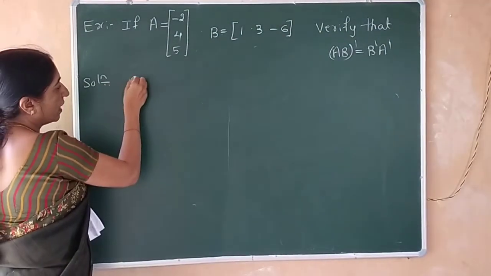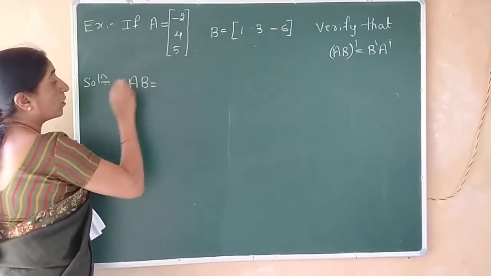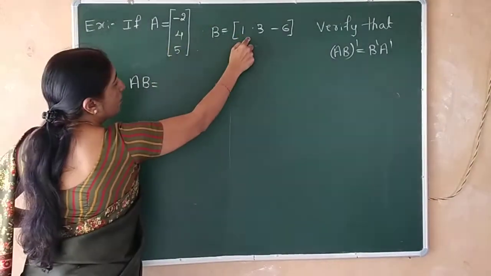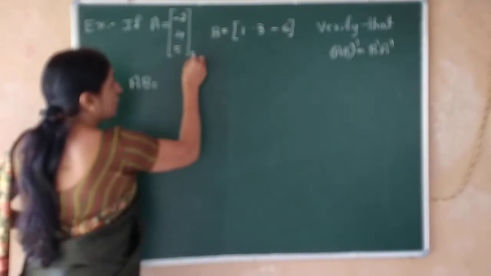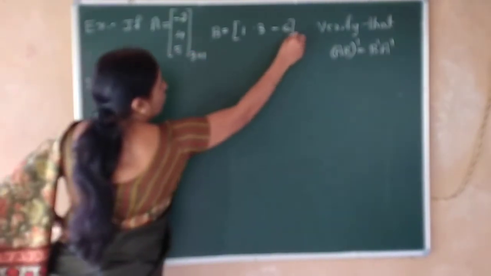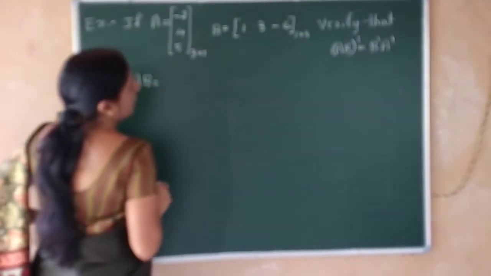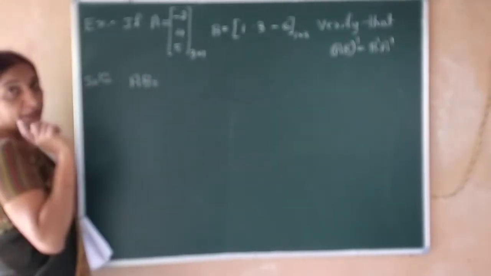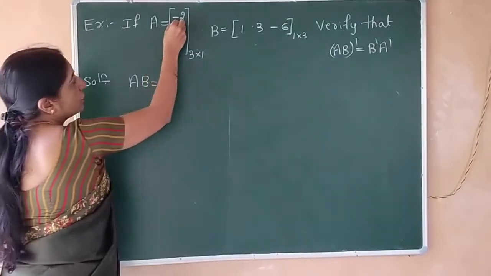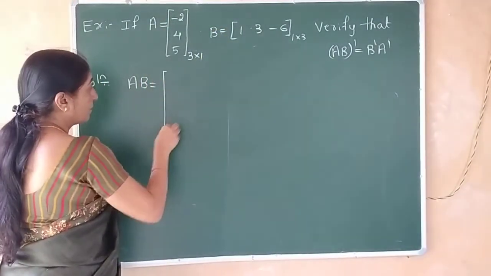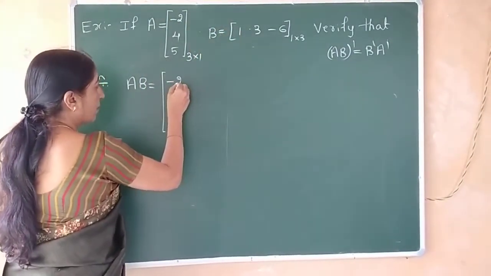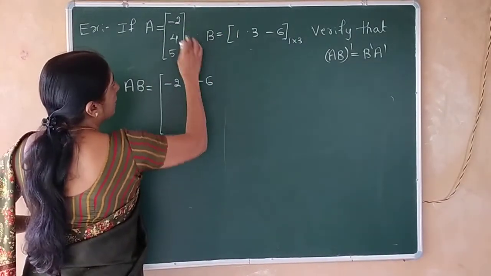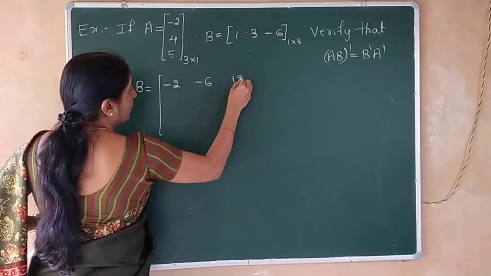So here first we have to go for AB, and already you are familiar with matrix multiplication. Here it is A, here it is B. What is this order? This order is 3 by 1 and its order is 1 by 3. When you are multiplying these two, finally AB has order 3 by 3. That you are familiar. So first row with first column. That is minus 2 into 1, minus 2. Leave some place. First row with second column, minus 6. Then first row with third column, 12.